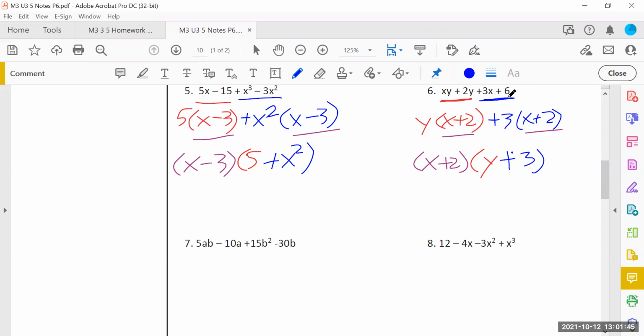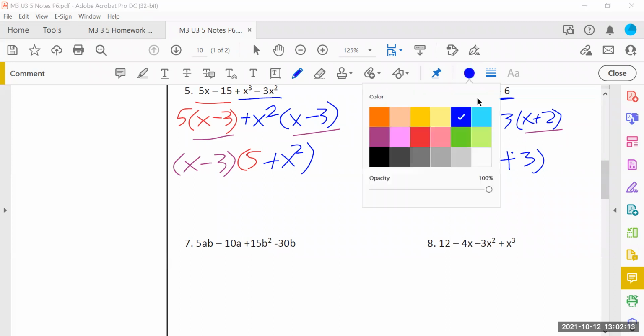So again, you guys, if you're wanting to check this, you can work backwards and do the distributive property for these. And it should, again, give you back the same thing we started with. Even if I did that down here, notice if I do y times x and y times 2 right there, that's the same thing I'd get here, y times x, y times 2. And y times x is xy, y times 2 is 2y. I'm getting back the same thing I started with.